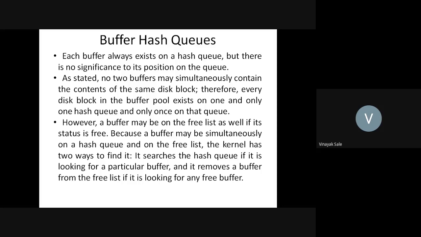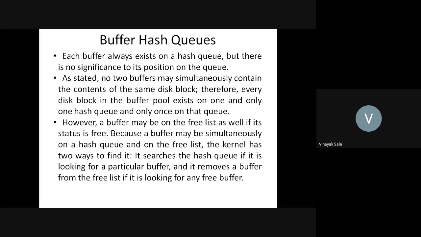However, a buffer may be on the free list as well if its status is free, because the buffer may be simultaneously on a hash queue and on the free list. The kernel has two ways to find it. It searches the hash queue if it is looking for a particular buffer, and it removes a buffer from the free list if it is looking for any free buffer.